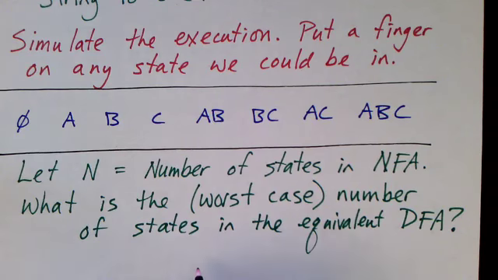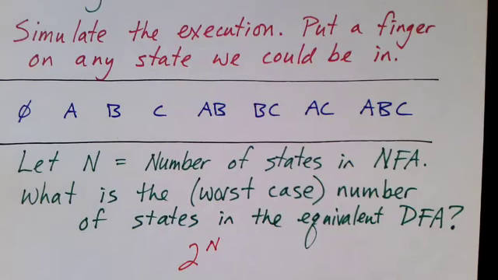Well, we have to be able to represent the possibility of being in any possible combination of states. So again, it's 2 to the n. It's a large number in general. The equivalent deterministic finite state automaton for a non-deterministic finite state automaton could have as many as 2 to the n states. In most cases it won't be quite that bad, but in general it could be pretty bad.